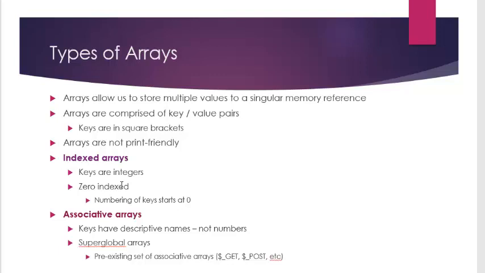So in an indexed array, the keys don't really mean anything. They're just positions, which is kind of what they always are. In an associative array, the keys have descriptive names, not numbers. So like a key in an associative array might be F name or L name or age or something like that. And another example of an associative array are these superglobals.